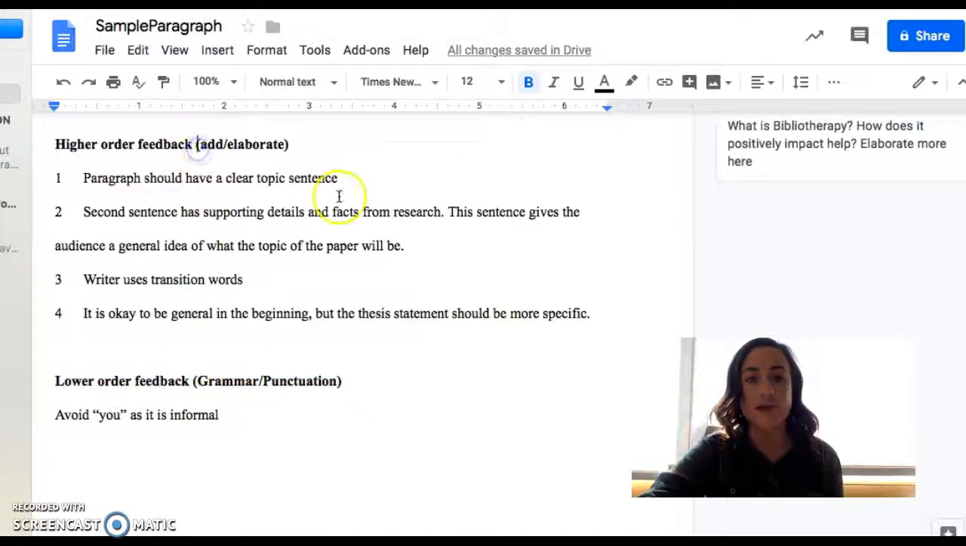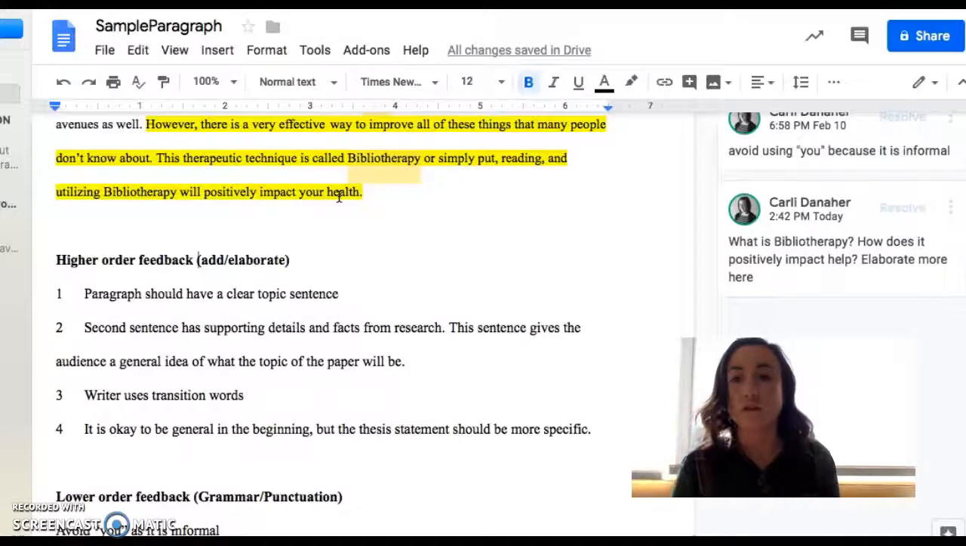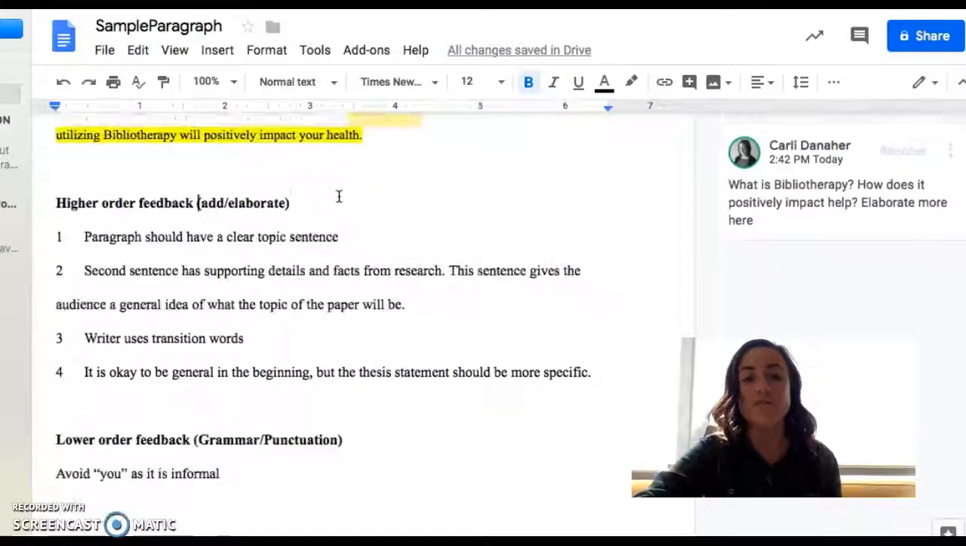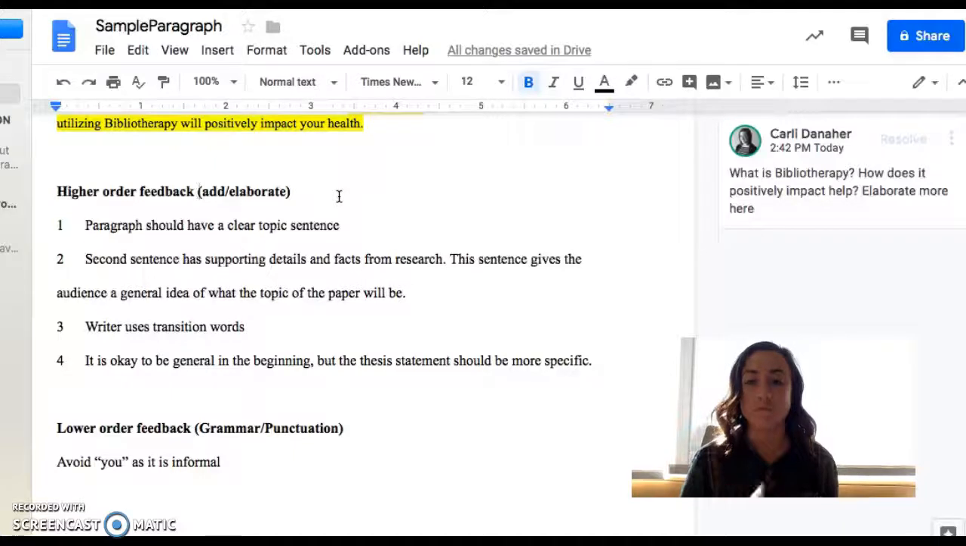Now, higher order feedback just means that you are looking for ways to add or elaborate certain ideas of your paper, whereas lower order feedback would be lower priority, as in just looking for ways you can improve grammar and punctuation. You really want to focus on both, but just know that higher order feedback is kind of priority. It's focusing more on content and how you can elaborate or add details to certain parts of your paper to make it more clear.